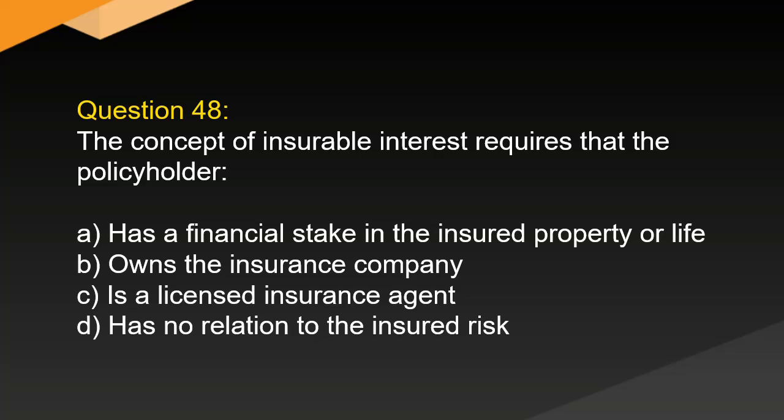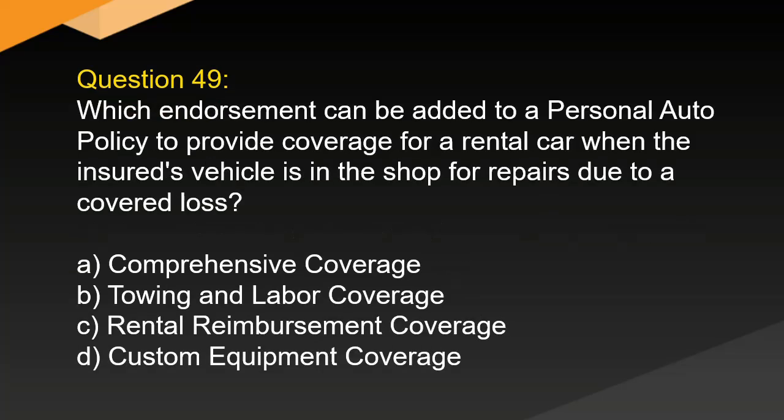B. Owns the insurance company. C. Is a licensed insurance agent. D. Has no relation to the insured risk. Question 49. Which endorsement can be added to a personal auto policy to provide coverage for a rental car when the insured's vehicle is in the shop for repairs due to a covered loss?